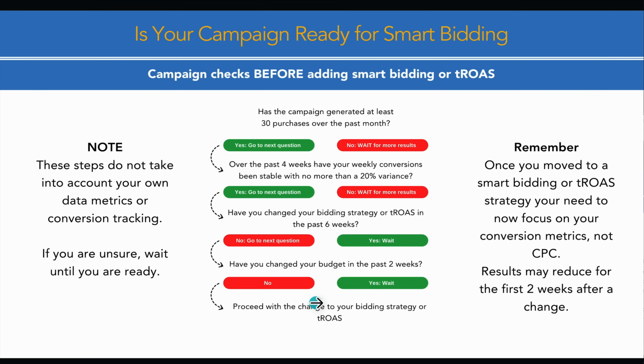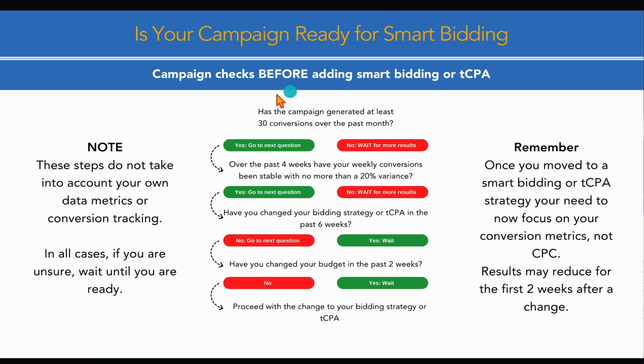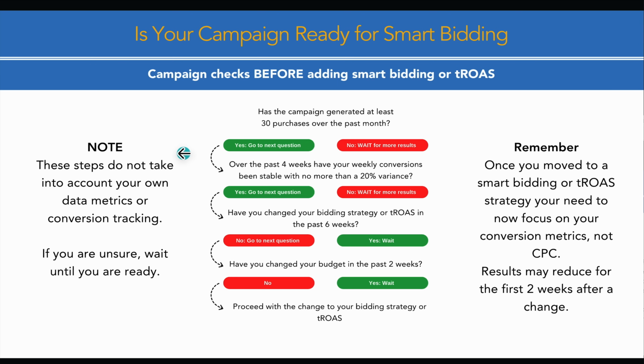Now, we've got 2 levels of this checklist. I'm going to give you the example for the conversion value, but we've also got one for the target CPA. They are essentially the same steps, but it just means whether you're looking at a target ROAS or a target CPA. Let's just go through the target ROAS.